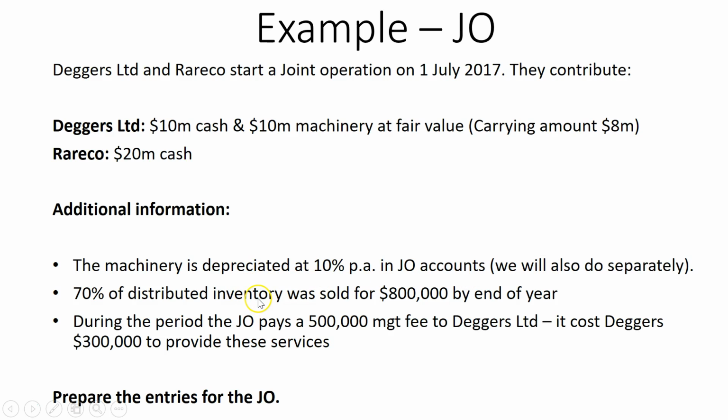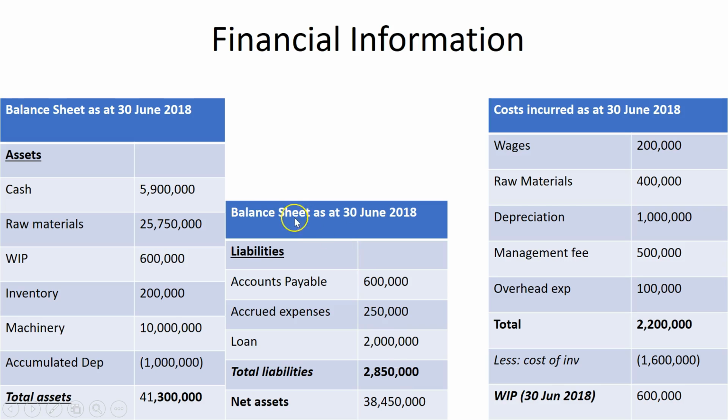70% of the distributed inventory was sold for $800,000 by the end of the year, and during the period, the joint operation pays a $500,000 management fee to Deggers Limited, and it costs Deggers $300,000 to provide these services. So we're going to prepare the entries for the joint operation at the end of the period, 30 June 2018. This is some financial information that we'll come back to at the end of the question. We've got our balance sheet and cost incurred statement.